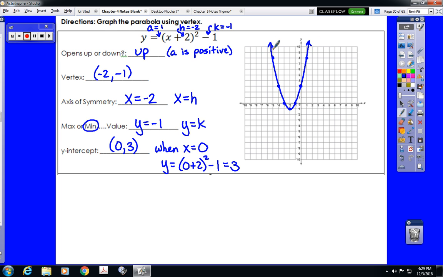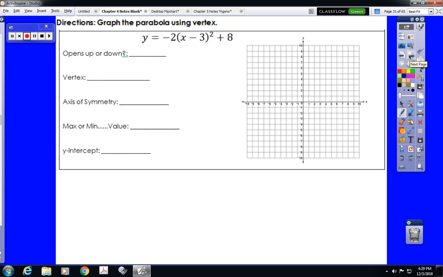Again, we can also use the table function on our calculator to graph this. We simply need to start our table 2 less than the axis of symmetry, which would be at x equals negative 4. Let's do one more example graphing out of vertex form.